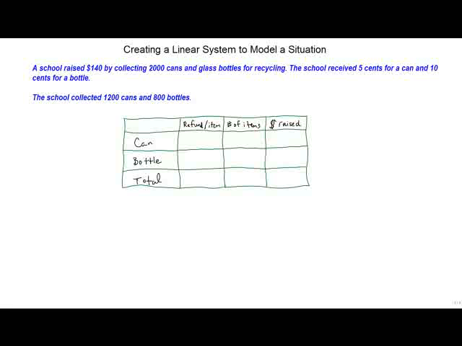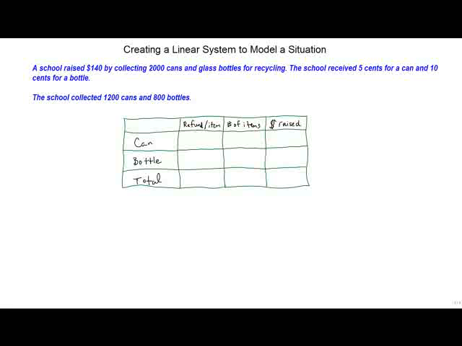So quickly I just set up a table here. On the left hand side we have a row dedicated to cans and a row dedicated to bottles, and then a total row, because we only are working with cans and bottles, so we only need 2 rows, one for each. And then we have a few columns that we need to represent.